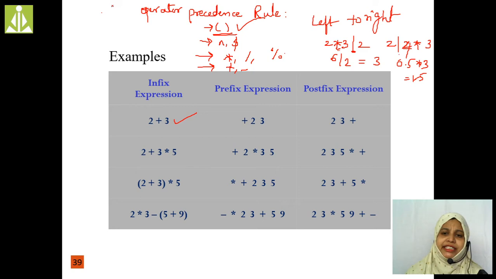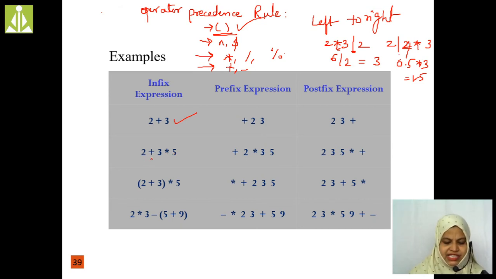This is the operator precedence rule. By using the operator precedence rule, we are going to evaluate the expressions, by assigning priorities to the operators. Here, 2 plus 3, right? Next is 2 plus 3 star 5.